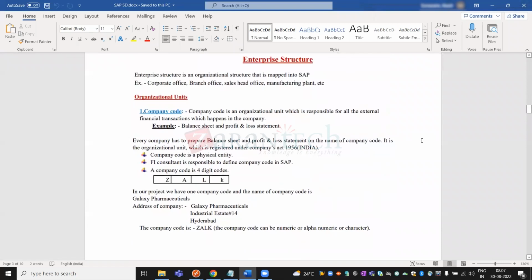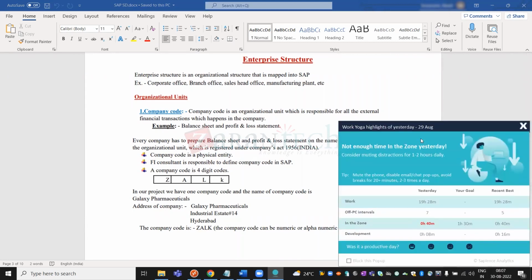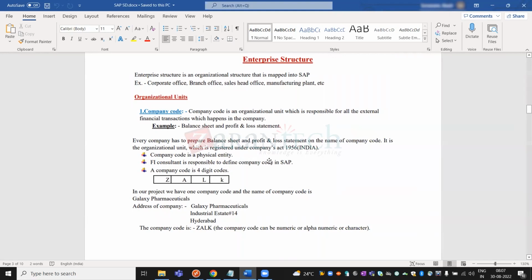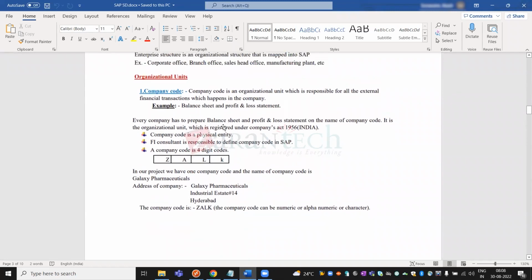So in SD, or the order to shipment process, the main topic is the order. First of all, there is the enterprise structure. The enterprise structure is basically the topmost structure, the top of the hierarchy. In the enterprise structure there are different organizational units, like company code.